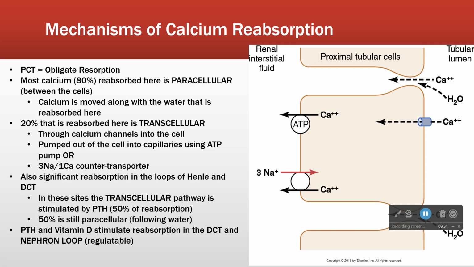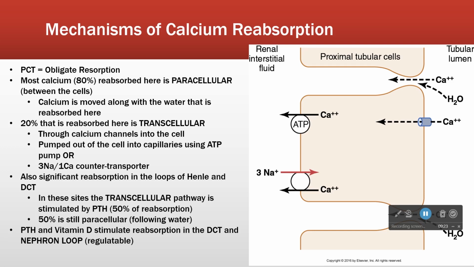Proximal tubular cells, here's our lumen, here's our basolateral. We do have a calcium pump. That's going to favor calcium reabsorption pretty strongly. And then we also have a sodium-calcium exchanger that's going to do the same. So we're going to have a tendency to translocate calcium from the lumen into the blood, i.e. reabsorption, right? So 80% is through the paracellular, 20% is through the transcellular.